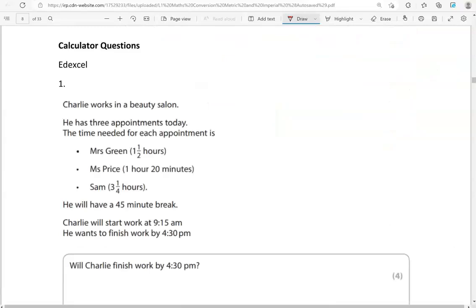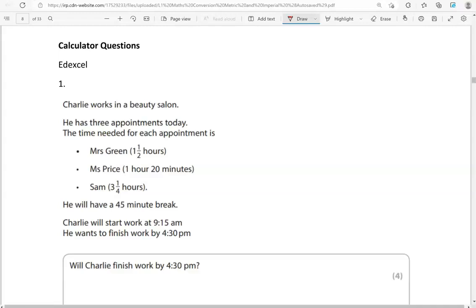We now move into the calculator questions. Charlie works in a beauty salon. She has 3 appointments today. The time needed for each appointment is Mrs. Green, 1.5 hours, Miss Price, 1 hour and 20 minutes, Sam, 3.25 hours. He will have a 45-minute break. Charlie will start work at 9:15 a.m. He wants to finish work by 4:30 p.m. Will Charlie finish work by 4:30 p.m.?